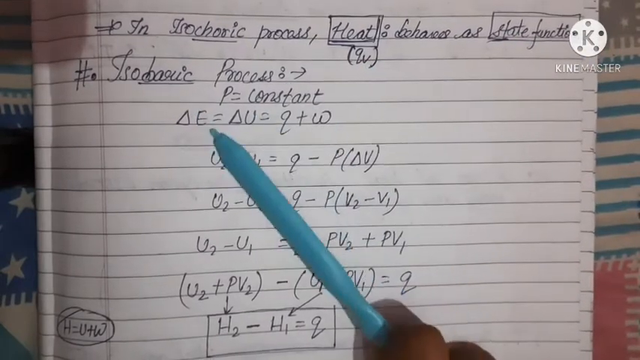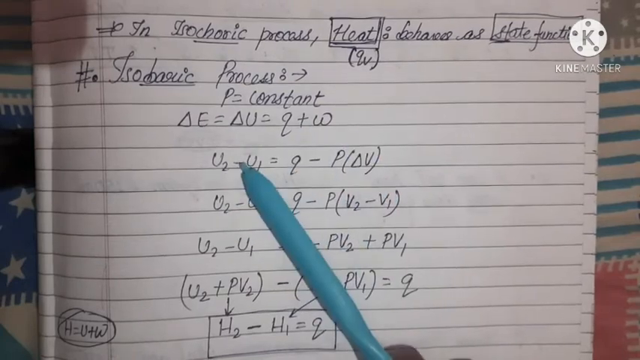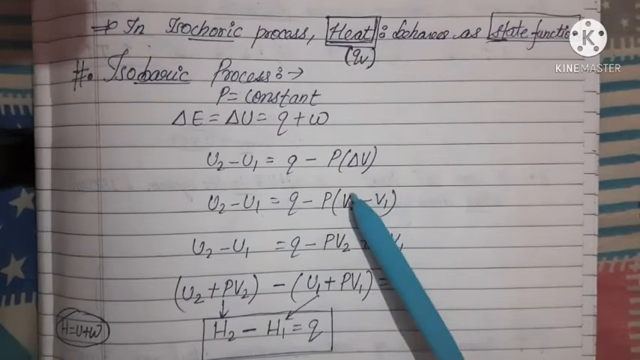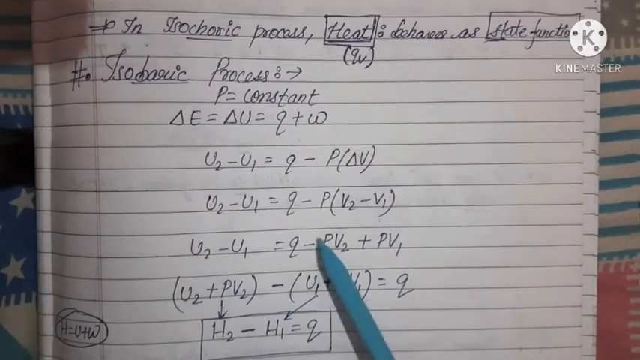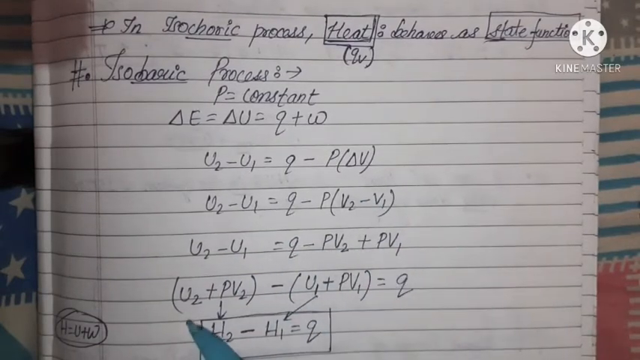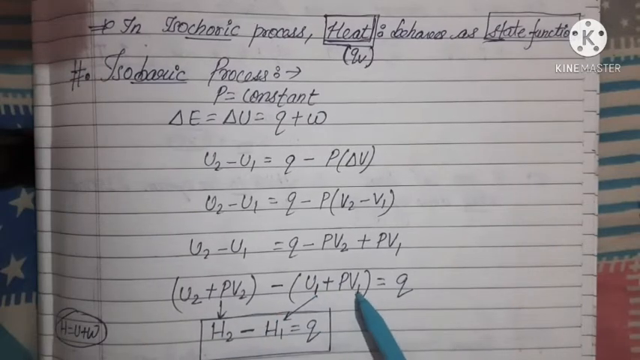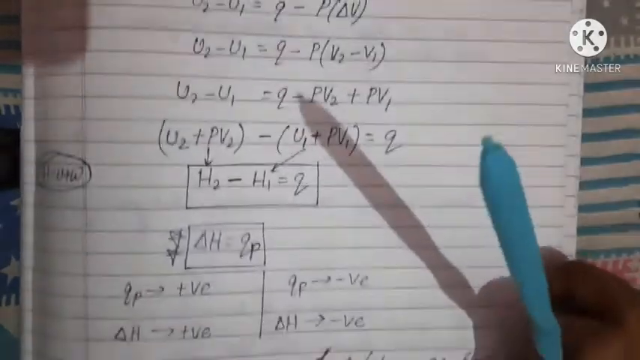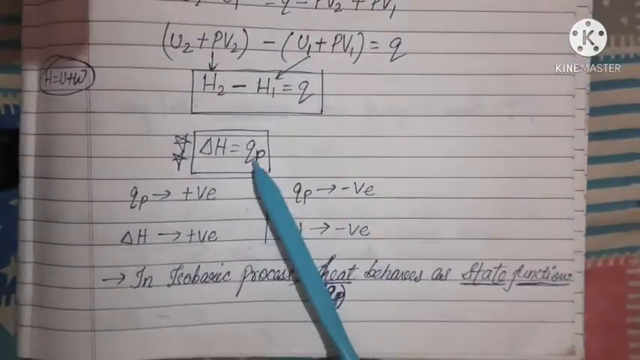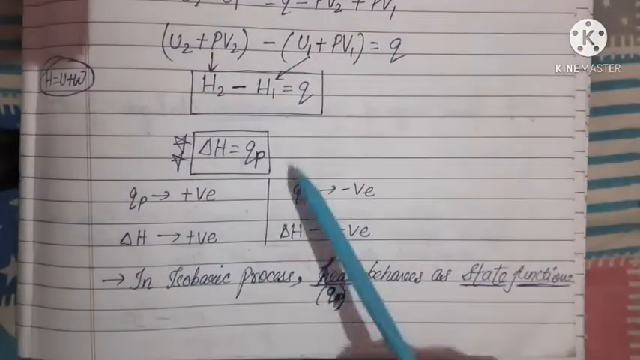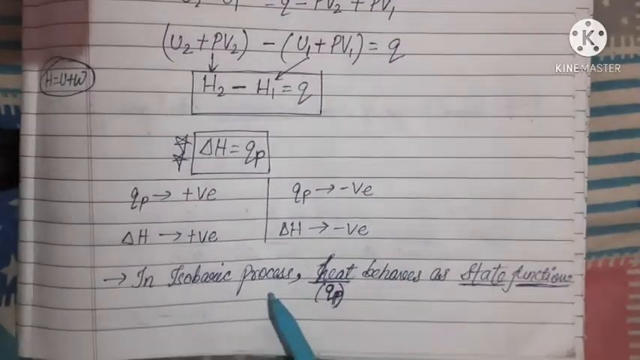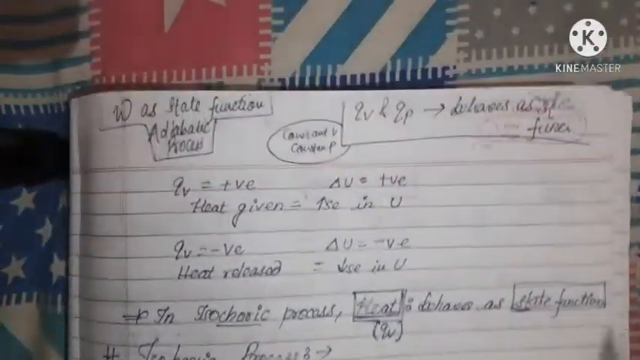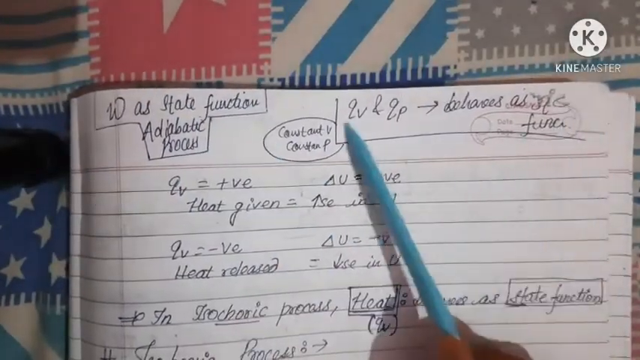Isobaric process, P constant: delta E equals delta U equals Q plus W. U2 minus U1 equals Q minus P delta V, equals Q minus P(V2 minus V1), equals Q minus P V2 plus P V1. So (U2 plus P V2) minus (U1 plus P V1) equals Q, H2 minus H1 equals Q, delta H equals QP. QP positive, delta H positive; QP negative, delta H negative. In an isobaric process, heat behaves as a state function. So you have to learn this and this.